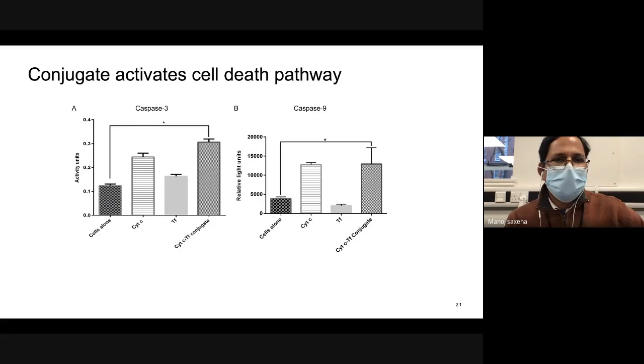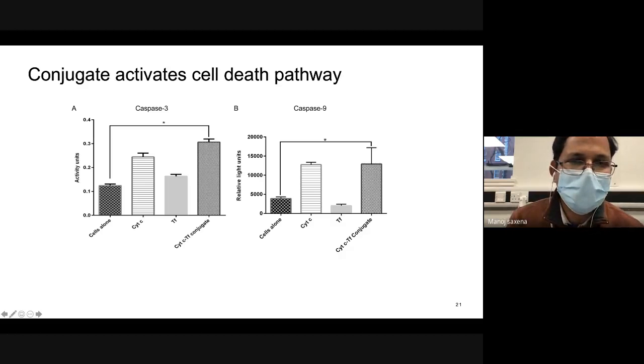And some of the other experiments were done to show that the cells which were treated with this conjugate have a real activation of the caspases, which is a way by which the cell induces cell death. So when the cells were compared, untreated cells or cells treated with just cytochrome C or just transferrin alone compared to conjugate, we can see that both caspase 9 and caspase 3 were activated by our conjugate.